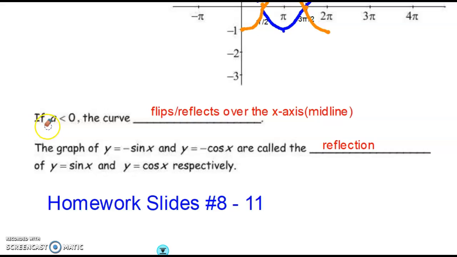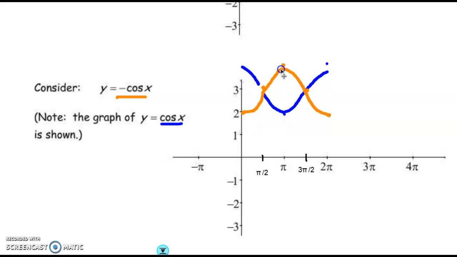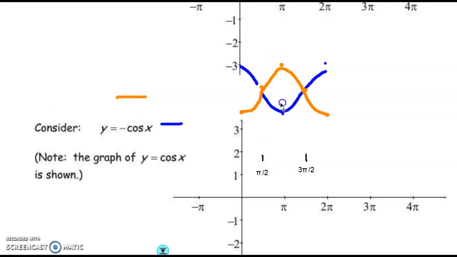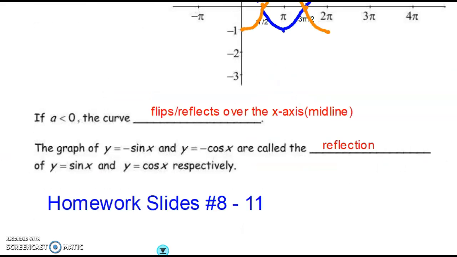So, if A is less than 0, the curve flips. Or maybe you want to say it reflects over the x-axis. But I'd rather say the midline because, like I said, if I had more time with you, we're going to take this graph and move it. Let's say the midline was a 3. Well, that's what would happen. So it does get reflected. So there you go. And it's a reflection of that.